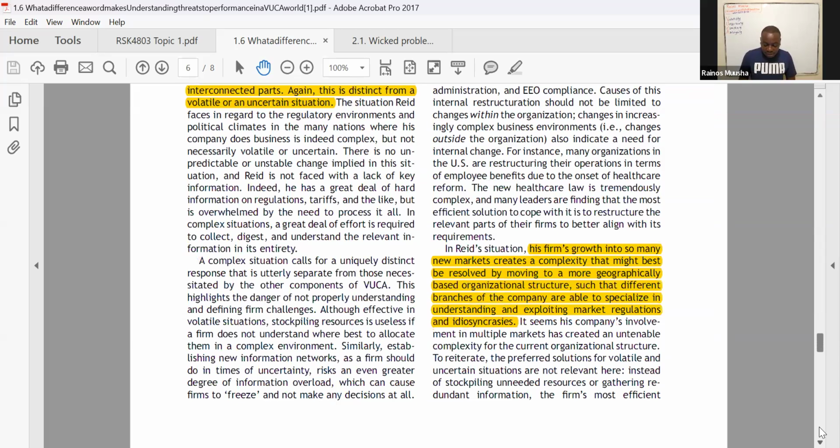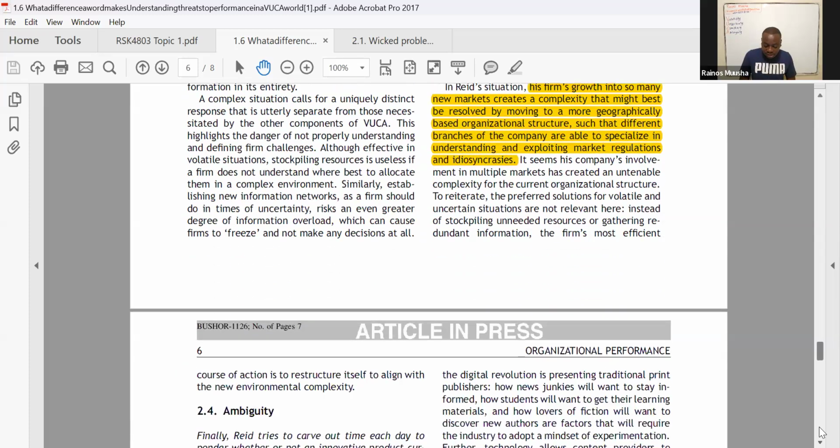When you look at the example that they discuss, a firm that grows into many new markets creates a complexity that might best be resolved by moving to a more geographically based organizational structure, such that the different branches of the company are able to specialize in understanding and exploiting market regulations and idiosyncrasies.